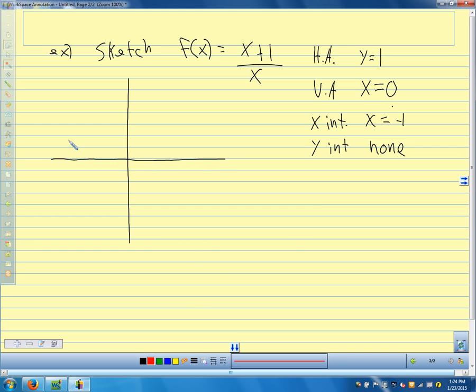Horizontal asymptote at y equals 1. So I'm going to say there's y equals 1. Vertical asymptote at x equals 0, so they're along the y-axis. We know our x-intercept is at x equals negative 1. So right there.